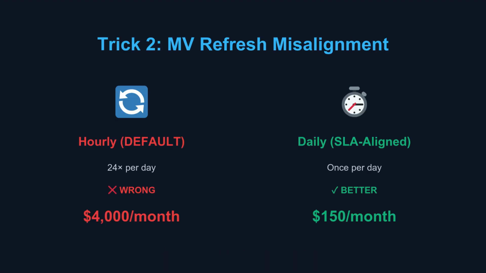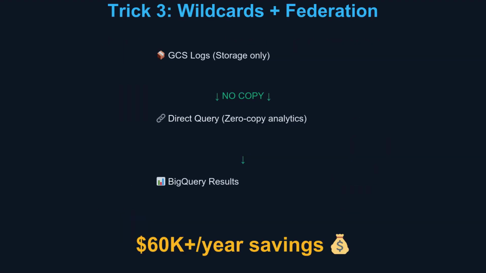Now trick 2. Multi-view refresh misalignment. Materialized views are great. They make dashboards fast, but they refresh hourly by default. Hourly. That's 24 refreshes per day. Does your dashboard really need that? The fix is simple. Align refresh to business needs. Daily, weekly. One team reduced cost from $4,000 to $150. That's not a typo.